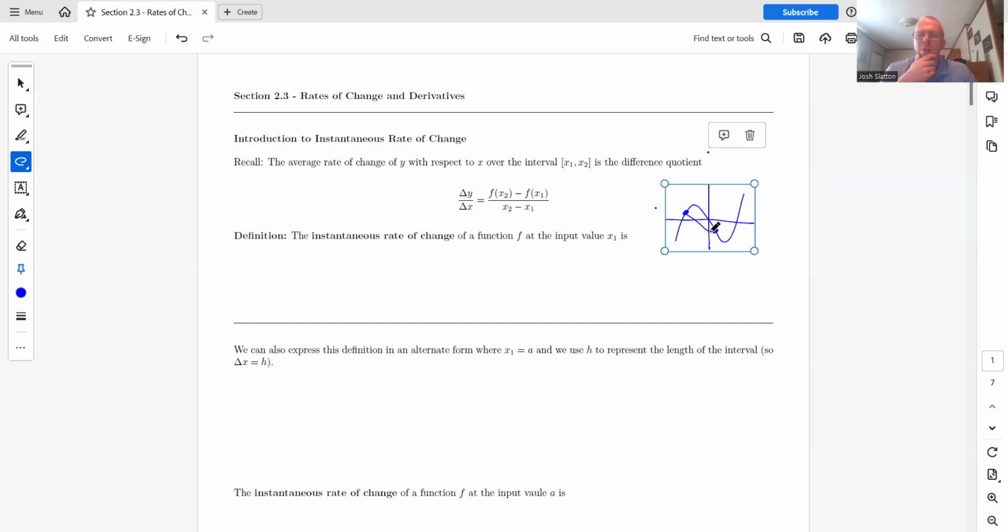In this section, we are interested in the instantaneous rate of change, which is essentially going to move this point along the curve until we approach the original point. And so we're going to shrink that interval. So the average rate of change over some interval, we're going to shrink that interval. We call that the instantaneous rate of change of a function f at the input value x1. And we're going to use what we learned in the last section, which is the limit.